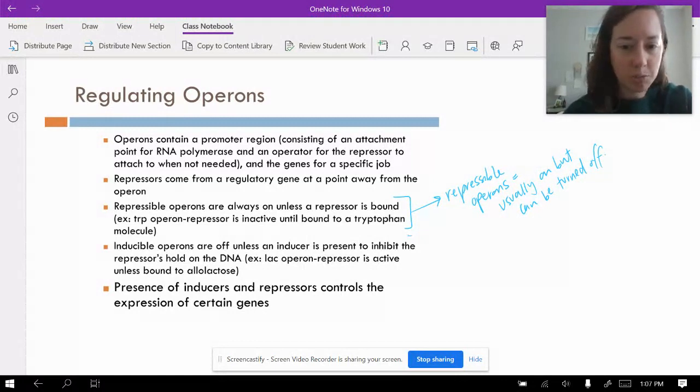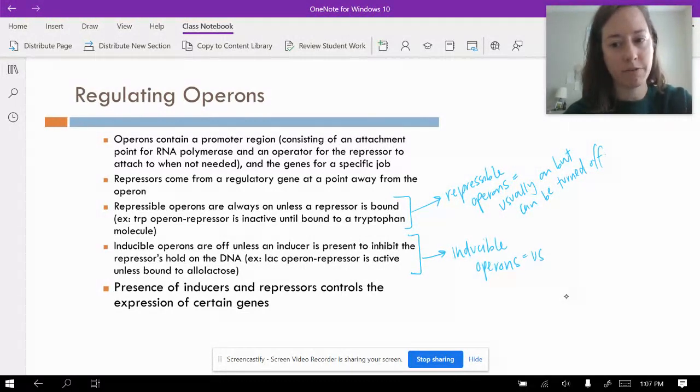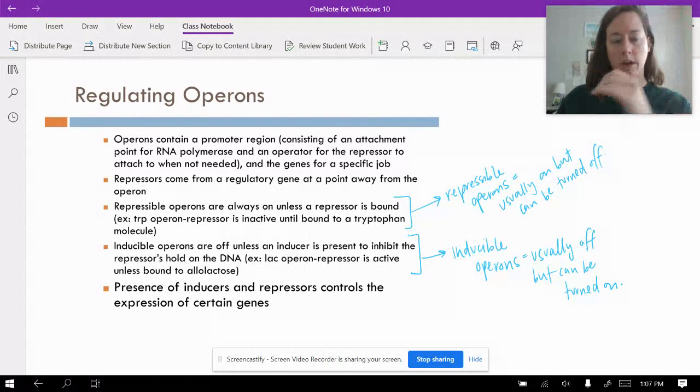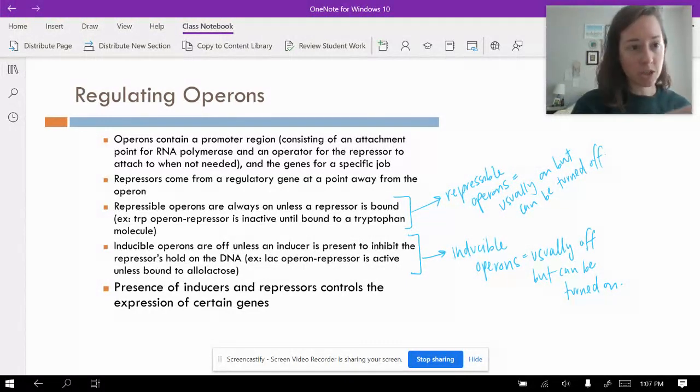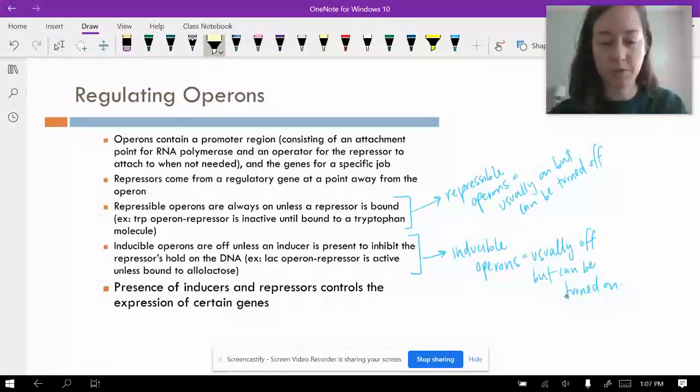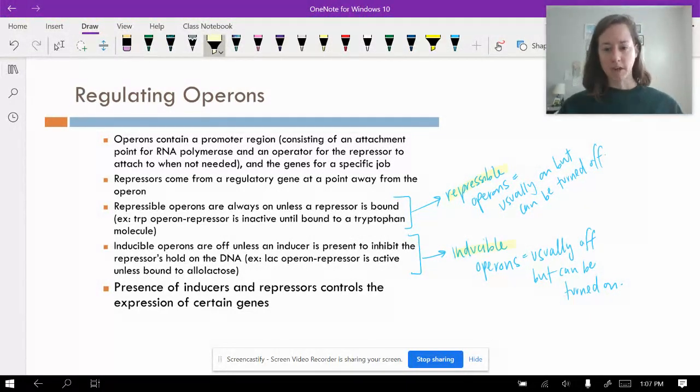On the flip side, inducible operons are usually off, but can be turned on. And both of these are going to be related to repressors to start. And then at the end, I'll talk about one inducer. But first, we're going to talk about repressor proteins as a way to turn both on and off specific operons. There's examples of both of these that we're going to talk about today.